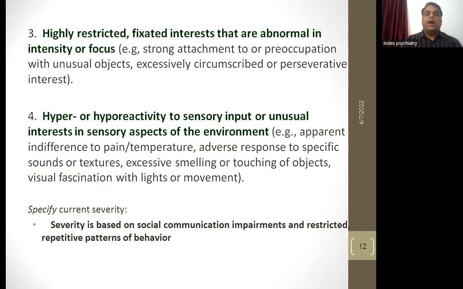Third one is highly restricted, fixated interests that are abnormal in intensity or focus. Fourth one is hyper or hyporeactivity to sensory input or unusual interest in sensory aspects of the environment. Specify current severity. Severity is based on social communication impairments and restricted repetitive pattern of behavior.